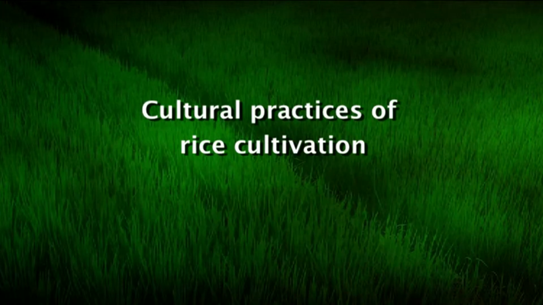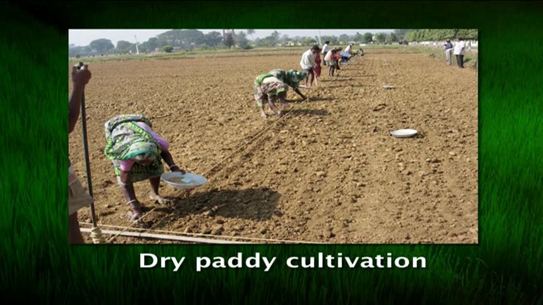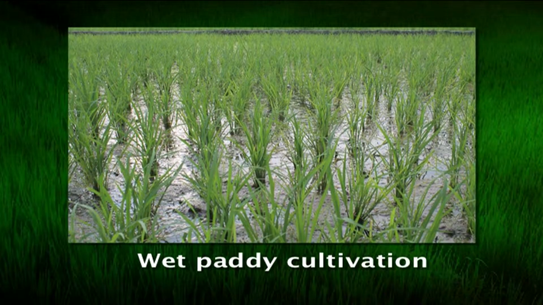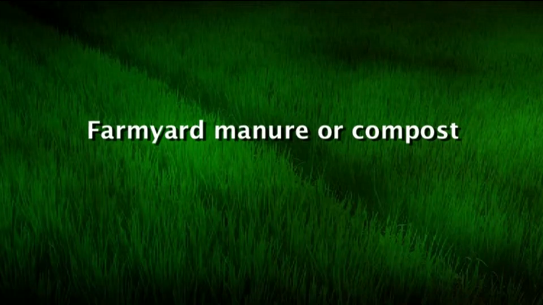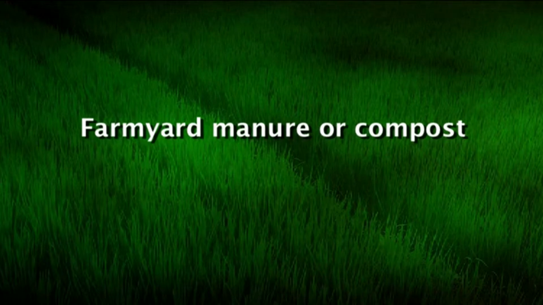Now, cultural practices of rice cultivation. The cultural practices of rice cultivation include: first, dry paddy cultivation, in which the crop is raised on dry ground like other cereals, and second one is wet paddy cultivation, wherein the crop is grown under an adequate supply of water. Fertilizer requirements. Before the flooding and planting of rice seedlings, fields are fertilized with either farmyard manure or compost.